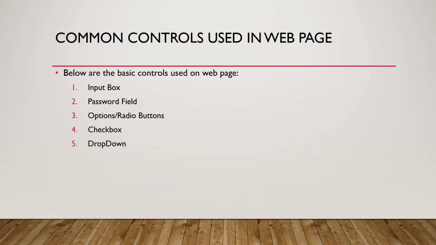Common controls used in web page. Below are the basic controls which are used on a web page: input box, password field, options and radio buttons, checkbox, drop downs. So we will go through the controls one by one and see how we can handle those controls using Selenium WebDriver.